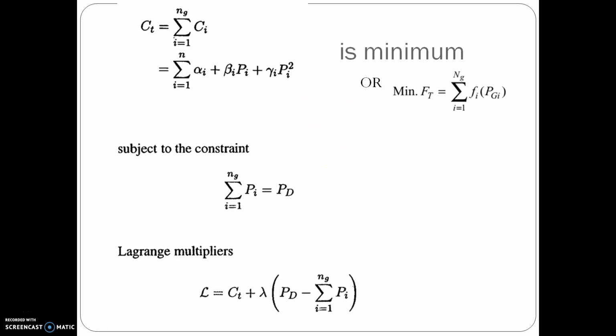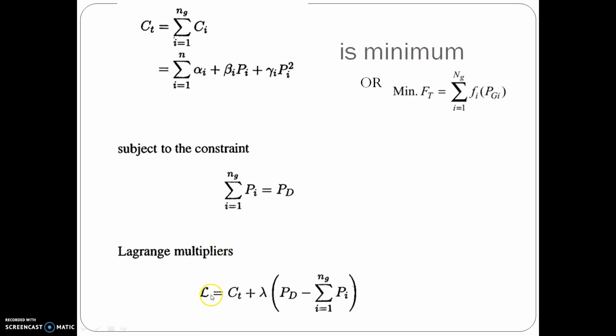Normally, economic load dispatch is a minimization optimization problem. That means the total cost of generation should be minimum, subject to the constraint that total generation should be equal to total demand. So it is a minimization of Ft equal to the sum of the functions Ci of Pgi. This optimization problem is solved using the Lagrangian multiplier method.